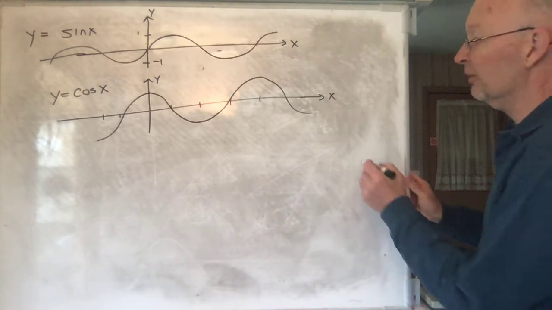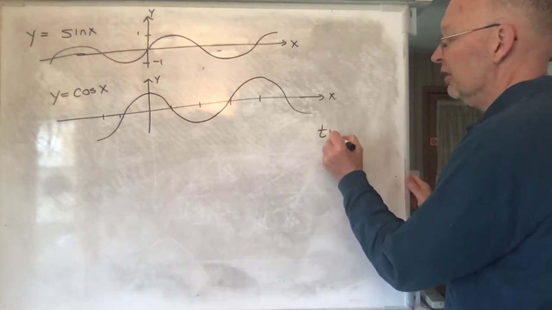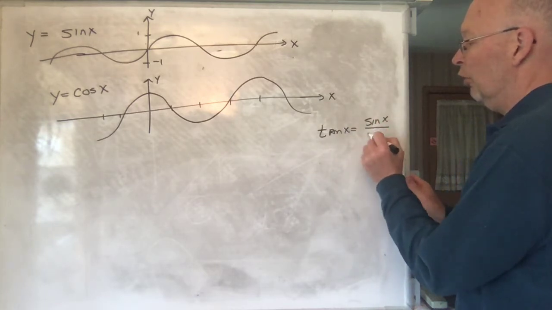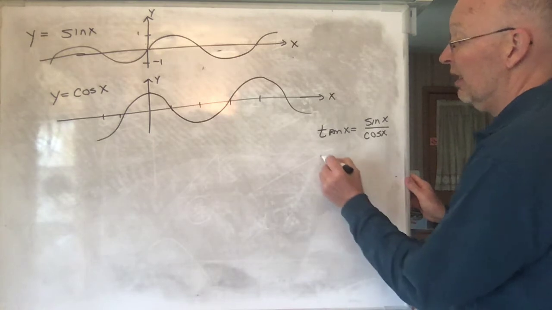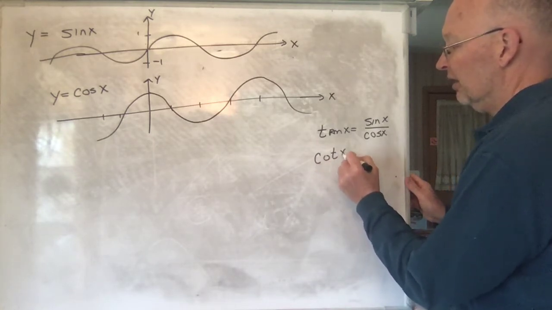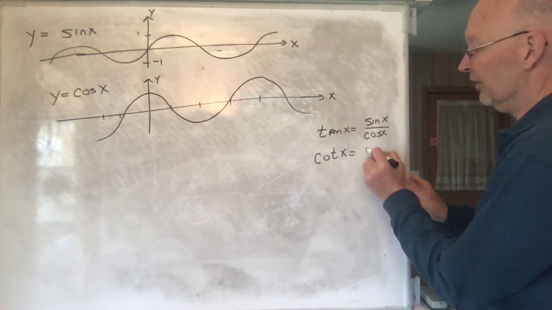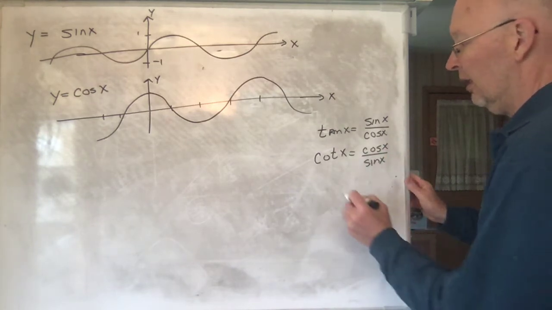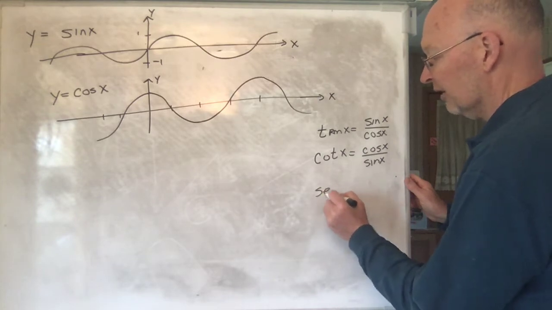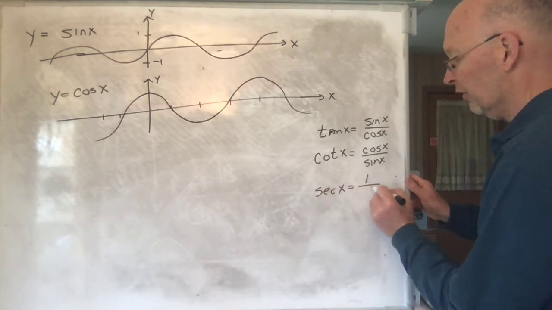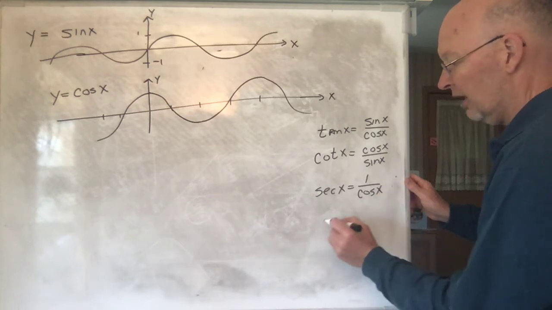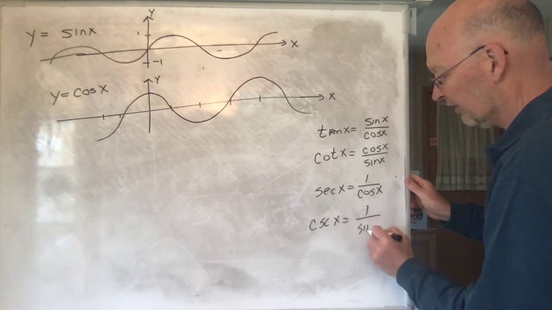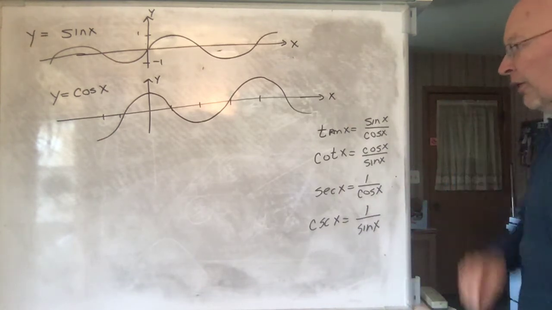Here they are. I'm going to list them over here. The tangent of x is defined to be the sine of x over the cosine of x. The cotangent of x is just the reciprocal: the cosine of x over the sine of x. The secant of x is 1 over the cosine of x, and the cosecant of x is 1 over the sine of x. Okay, how do you remember all those things?